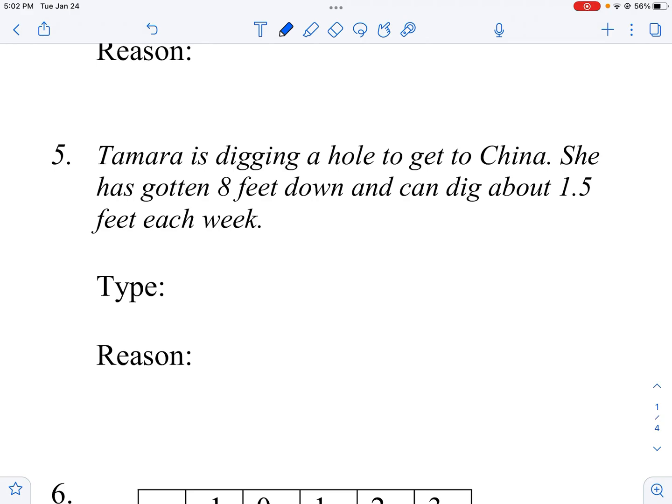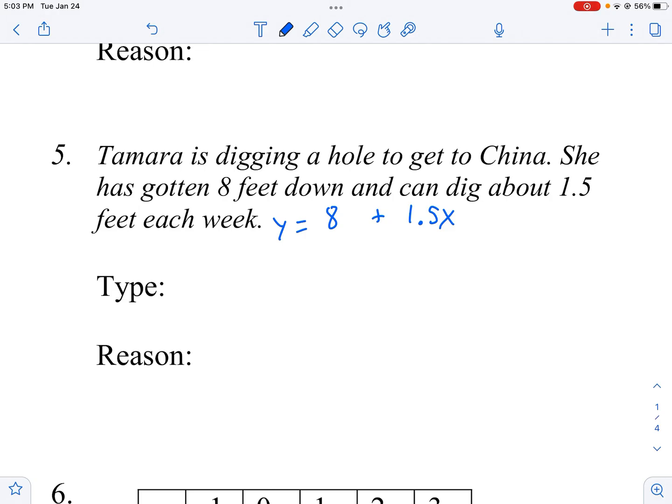So as the weeks continue on, another week passes by, how much have things changed? Well, each week it's getting 1.5 deeper. So you're starting with 8, and then each week you add 1.5. So it makes this kind of expression here, or I can actually turn it into an equation. So it looks like this.